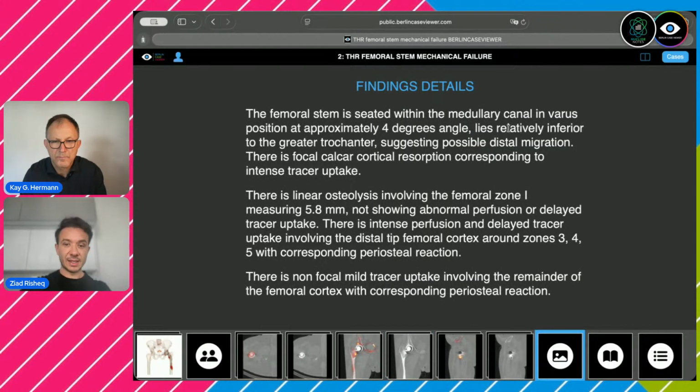So this lies relatively inferior to the greater trochanter, suggesting a possible distal migration. When I talked to the referring physician, he told me that this was not actually the current position of the femoral stem, and it was higher in position. So he suspected subsidence. There is focal calcar cortical resorption corresponding to intense tracer uptake.